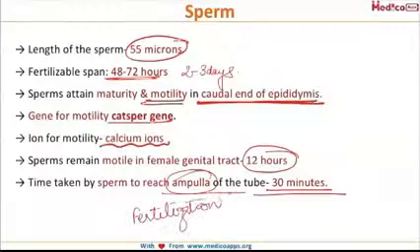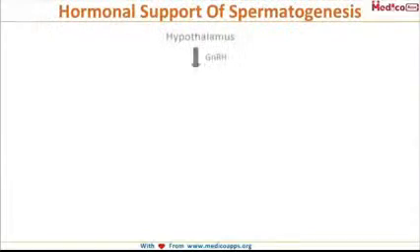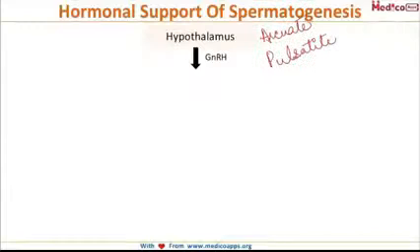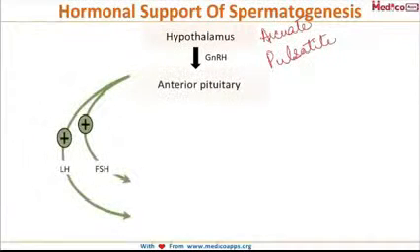Now we'll discuss the hormones supporting spermatogenesis. As in our body, the trigger for all hormonal mechanisms starts from the hypothalamus. So it's the same here also. The hypothalamus is triggered and it leads to the release of GnRH, the gonadotropin releasing hormone, from the arcuate nucleus of the hypothalamus in a pulsatile fashion. Now this GnRH acts on the anterior pituitary and leads to the release of the gonadotropins FSH and LH.